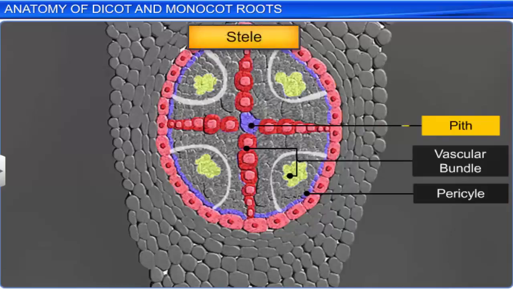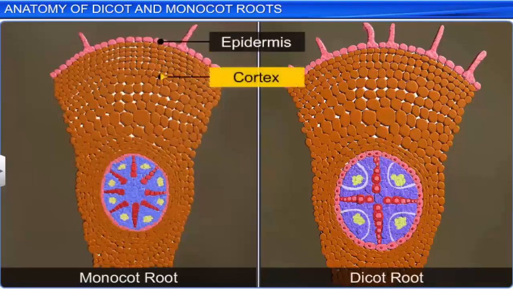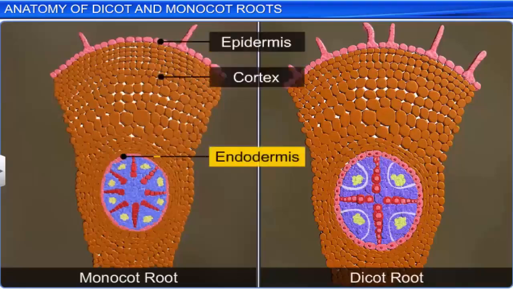Let's now take a look at how the monocot root is organized internally. In many aspects, it is similar to the dicot root. On comparing the two roots, we find the monocot root also consists of epidermis, cortex, endodermis, pericycle, vascular bundle, and pith.